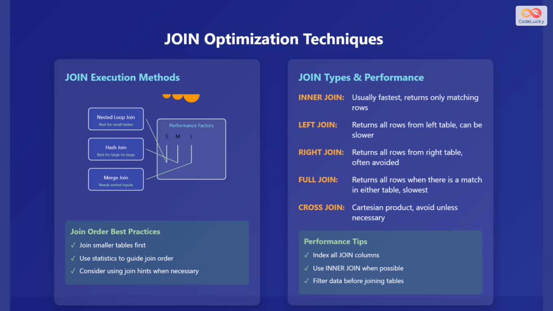There are various join types and their performance implications. Inner join is usually the fastest and returns only matching rows. Left join returns all rows from the left table and can be slower. Right join returns all rows from the right table and is often avoided. Full join returns all rows when there is a match in either table and is the slowest. Cross join is a Cartesian product, avoid unless necessary. Here are some performance tips. Index all join columns. Use inner join when possible. Filter data before joining tables.